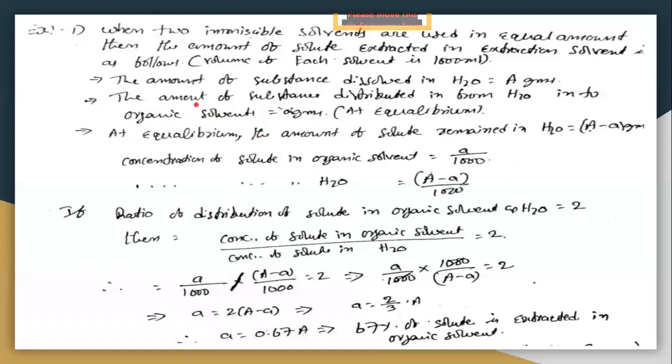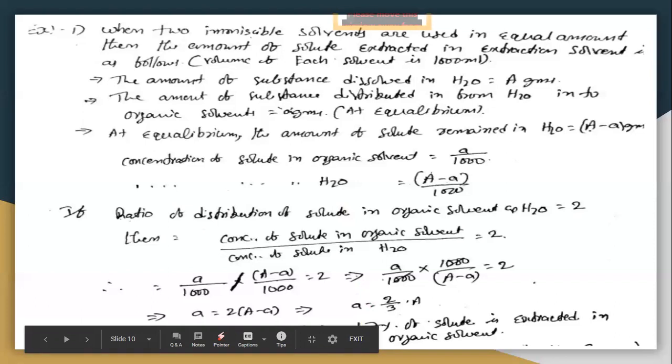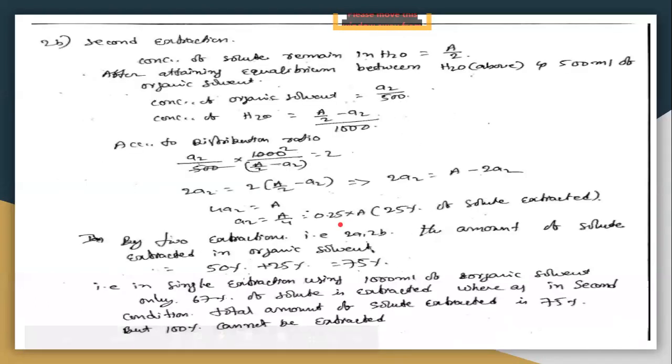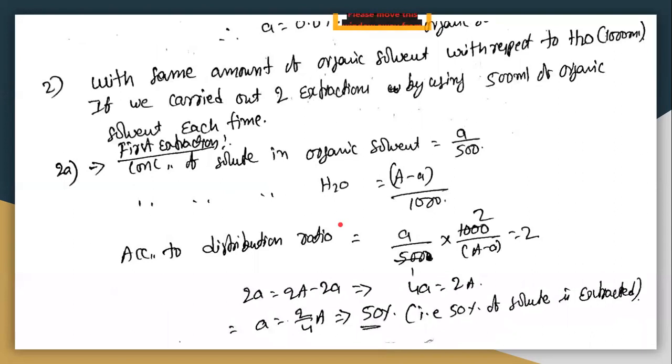If we consume the 1000 ml of organic solvent, that means if you run one extraction, in single extraction we can extract 67% of solute. With the same volume of organic solvent, if we run two extractions, how? The volume of water is the same, 1000 ml, but here we are dividing the volume of organic solvent into two portions, equal volumes, 500 ml, 500 ml.